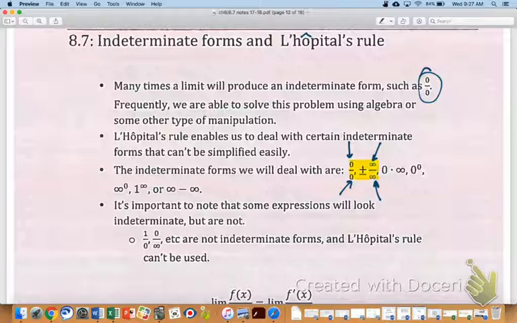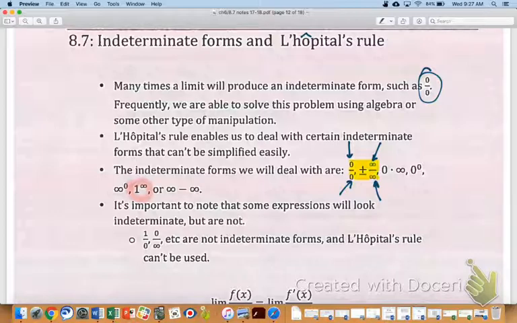0 times infinity is actually what we call an indeterminate form. You want to say that the answer is 0, don't you? Because we've been taught from day one that anything times 0 is 0. It should be better said any real number times 0 is 0. Infinity is not a real number. Others are 0 to the 0, infinity minus infinity, infinity to the 0, and everyone's favorite is this one.